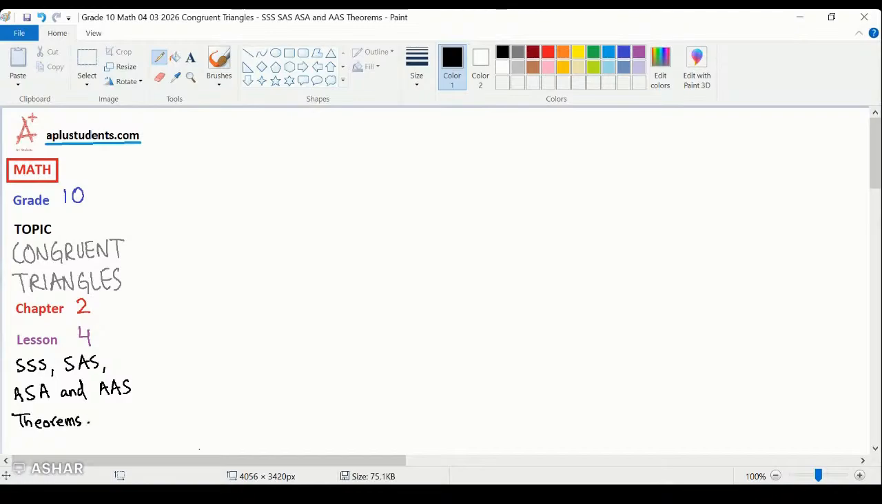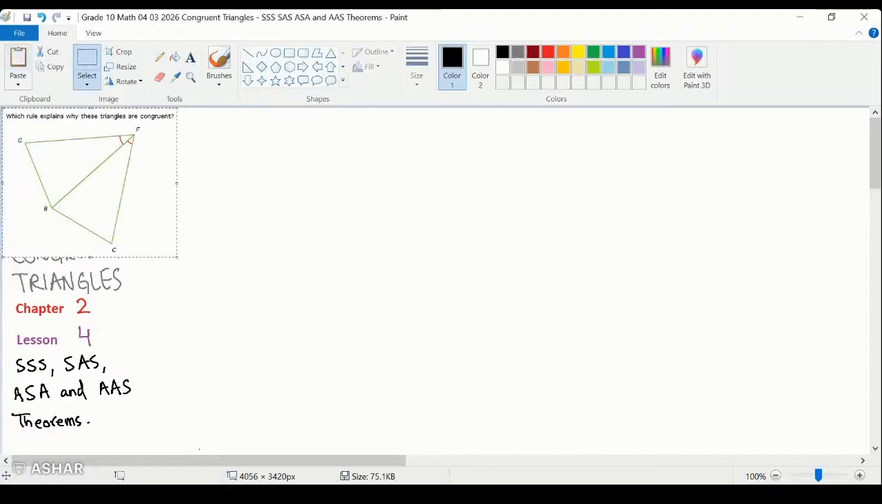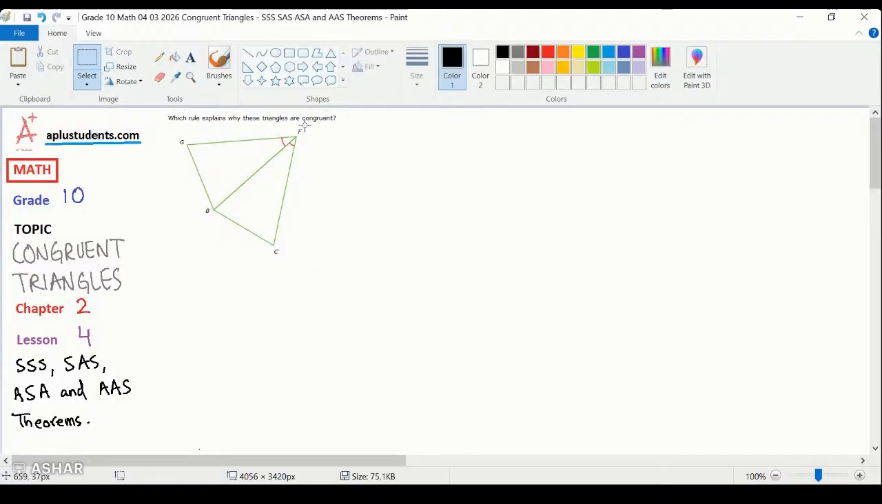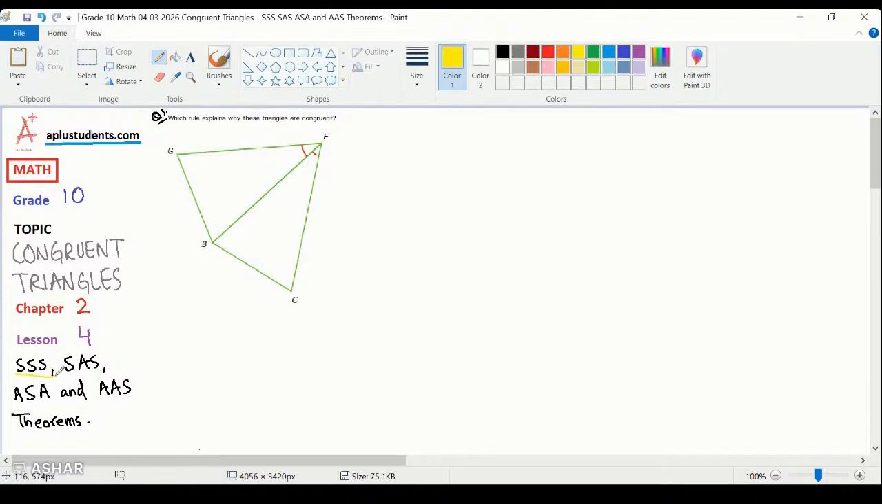Okay, so let's start off with the questions. The first question that is given to us is: which rule identifies that these two given triangles are congruent? Okay, let's see. If this is the diagram that's given to us, and they're asking us which rule will identify. The rules are side-side-side, side-angle-side, angle-side-angle, and angle-angle-side, right?